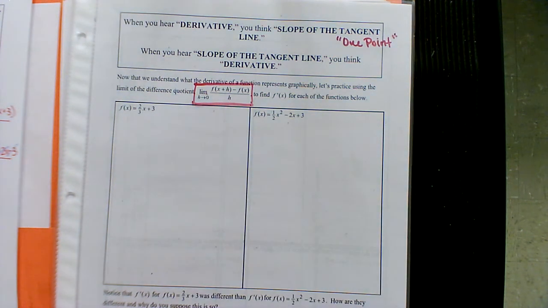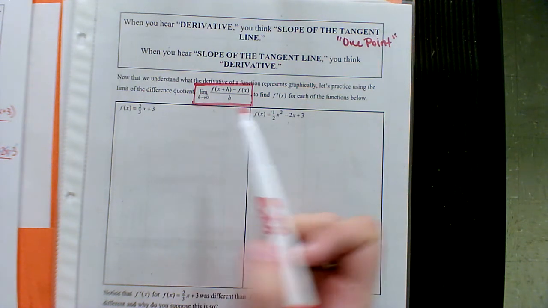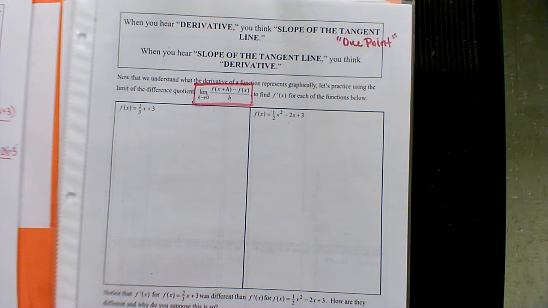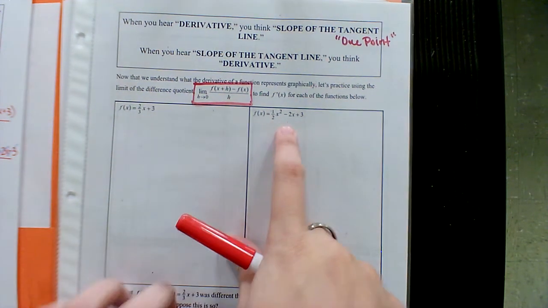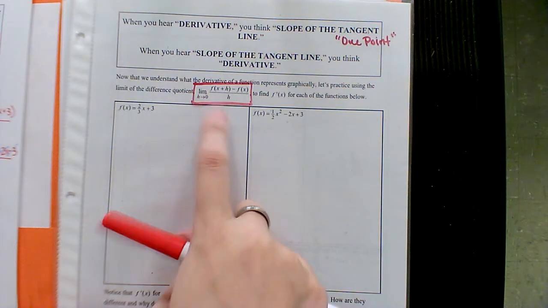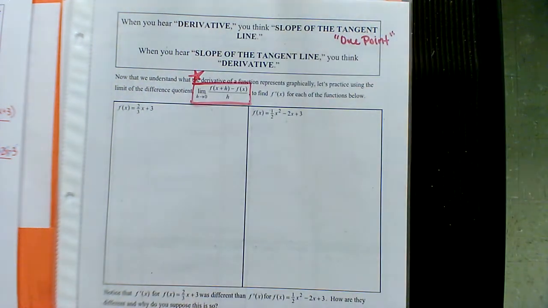So in order to find the derivative, the slope of a tangent line, we are always going to use this limit. Now that limit might change depending on the equation we have, and we'll look at some examples today. But this is a very special limit that represents the derivative, the slope of a tangent line.